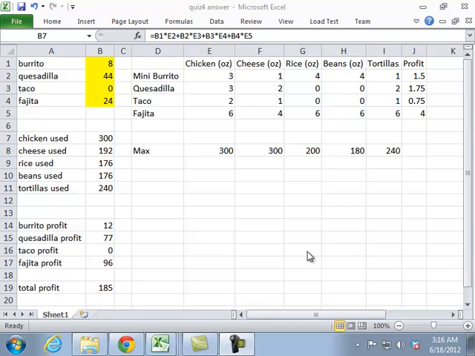Walkthrough for the Mexican Food Fantasy problem. Now, this problem was a production mix problem. It talks about the fact that you have a certain amount of ingredients, and then you have certain ingredients that go into making each product, and you have to figure out the optimal mix of packaging.